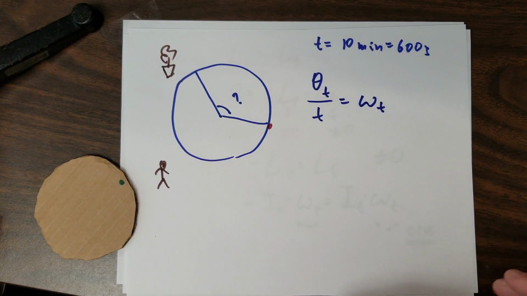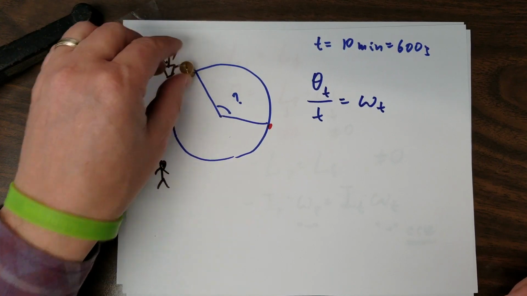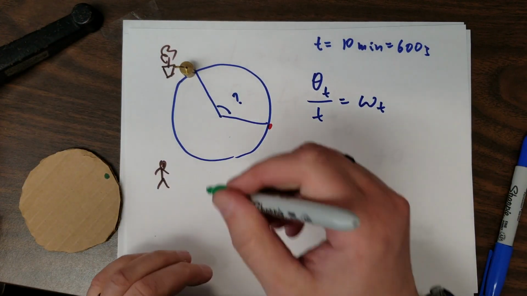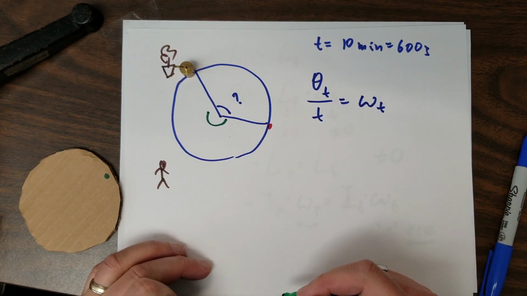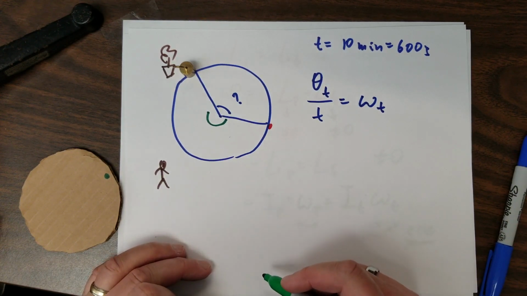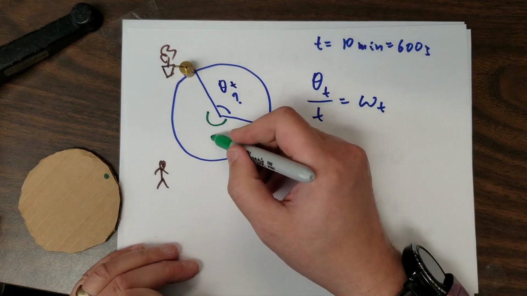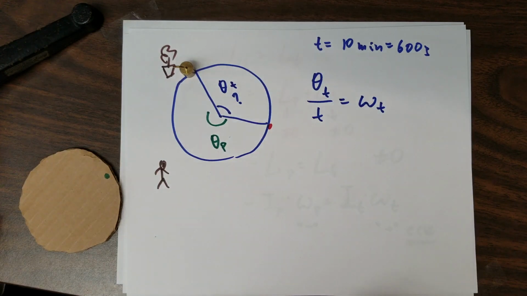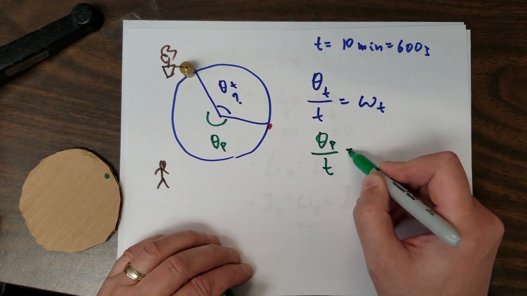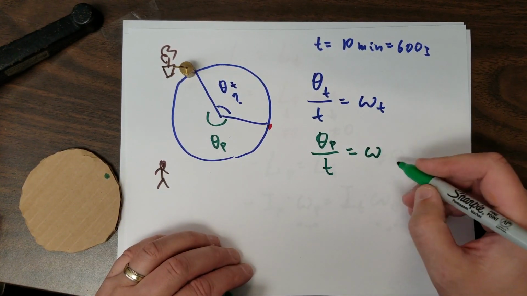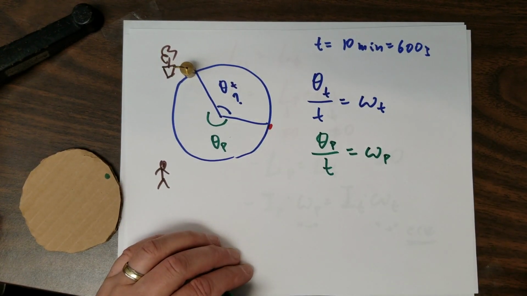The guy was here, and now the guy is here. This is the angle the guy makes relative to the ground. So for the turntable, for the person. For the person, the angle relative to the ground divided by time represents angular velocity of the person relative to the ground.